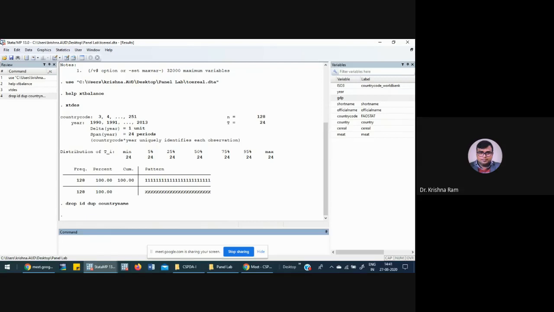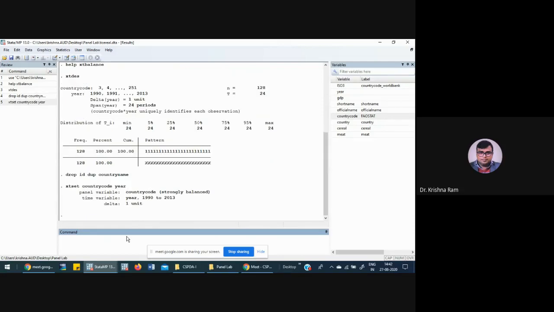So first, we identify and let Stata know our data set is a panel data set. So we acknowledge the cross-sectional ID and year variable. So we type xtset with the cross-sectional variable, which is country code. I think we did it earlier also. That's why the xt command is working. Otherwise, that can't work. So here now it is showing strongly balanced.